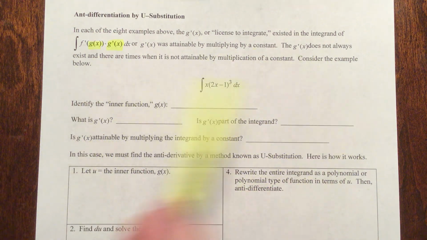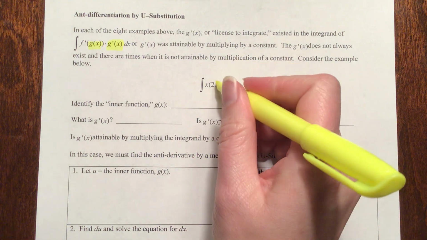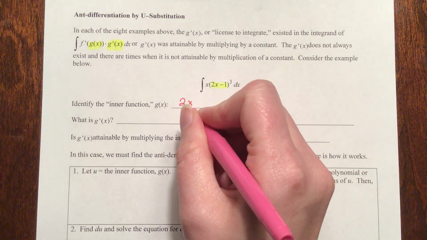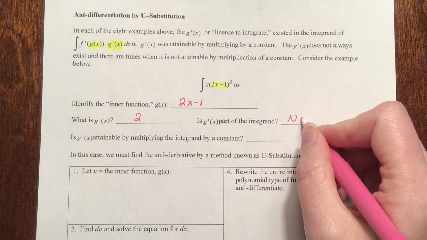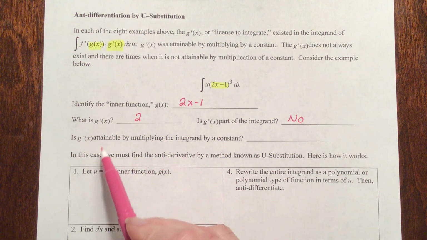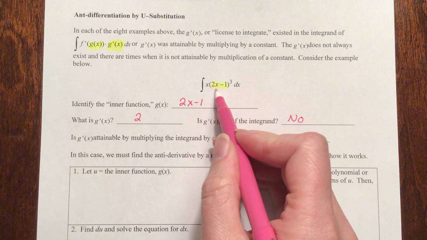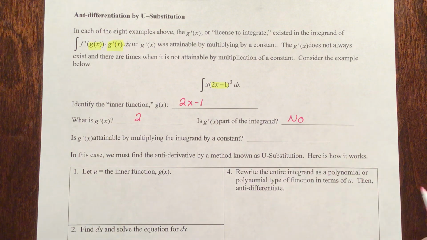Okay. Consider this example. In this example, we have 2x minus 1. That is the inner function, right? The derivative of 2x minus 1 is just a 2. 2 is not part of the integrand. Is g prime of x attainable, possibly findable, by multiplying the integrand by a constant? The integrand is the whole inside, in between the integral symbol and the dx. So all this junk is the integrand.